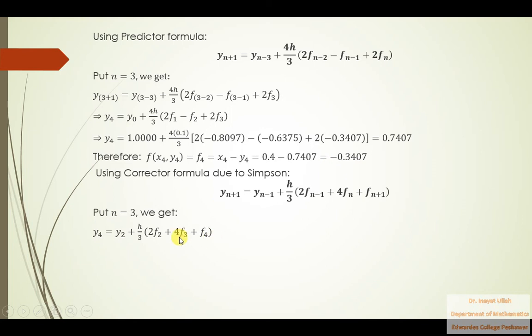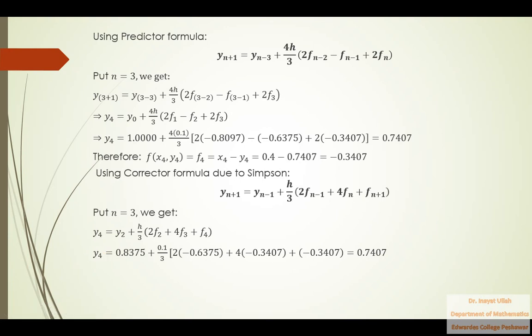So putting all these values from the table: the value of y2 from the table, the value of h 0.1, the value of f2 from the table, the value of f3 from the table, and the value of f4 from here, minus 0.3407. That is the value of f4. Now calculating this, we will get 0.7407. That is the value of y4.